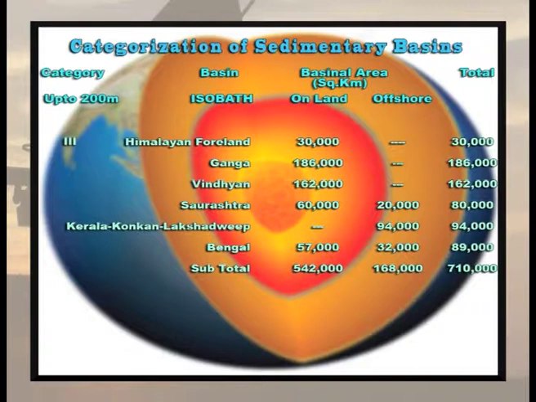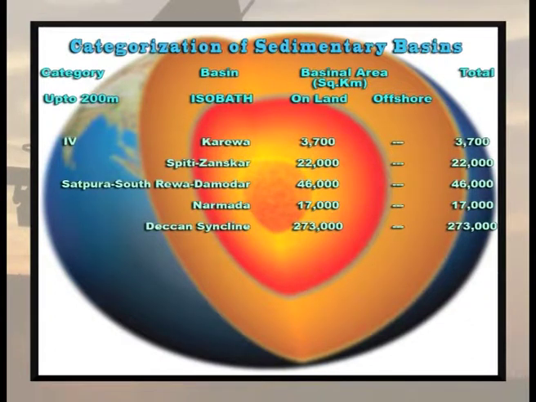Subtotal is around 5,42,000 on land, 1,68,000 offshore. Totally it is 7,10,000 square kilometers. In section 4 we have Karewa, 3,700 on land, no offshores. Total is 3,700. Spiti Zanskar has 22,000 on land, no offshore. Total is 22,000. Next is Satpura South Rewa Damodar, which has 46,000 on land, no offshore.